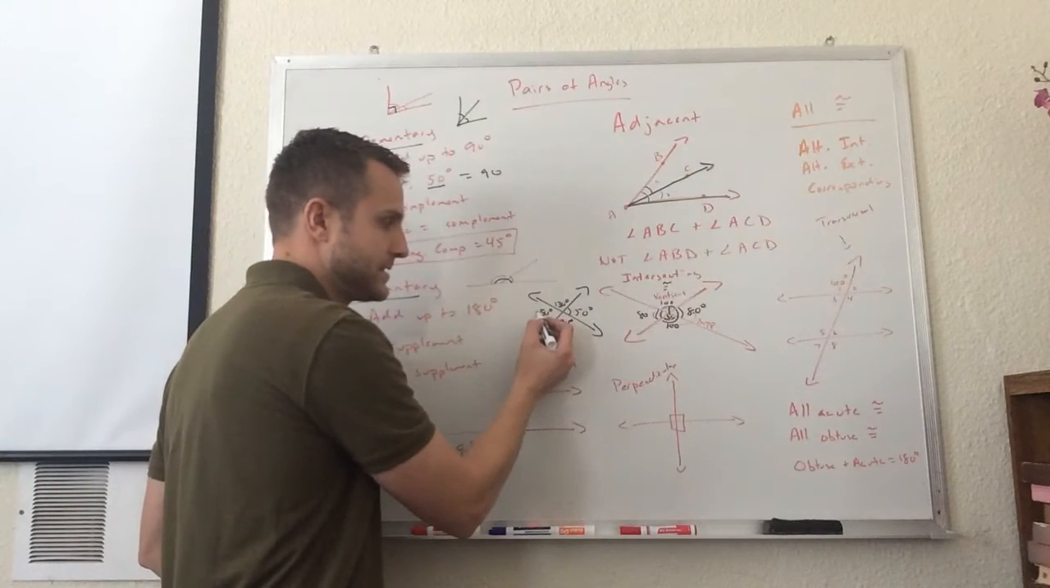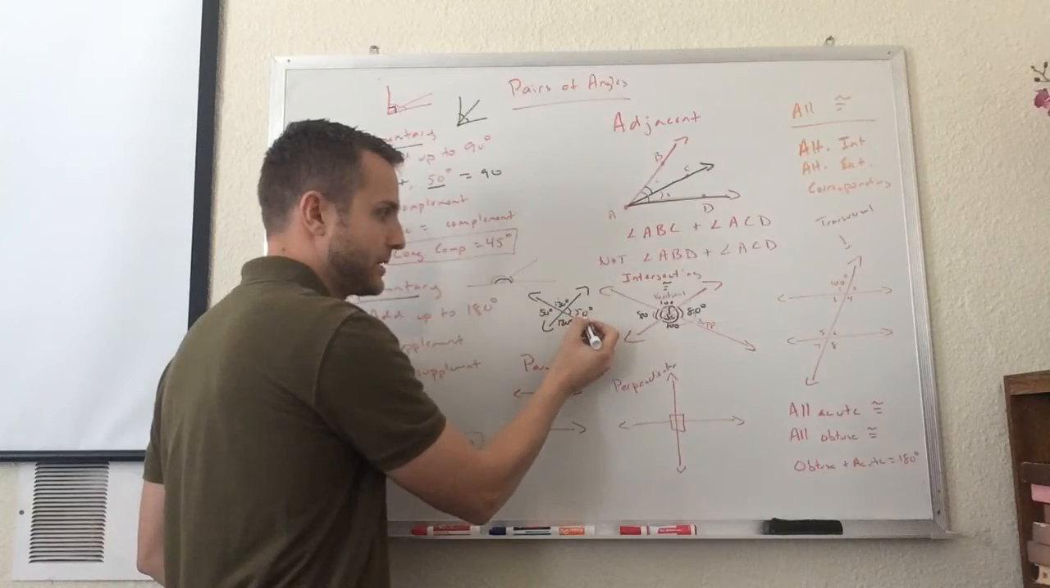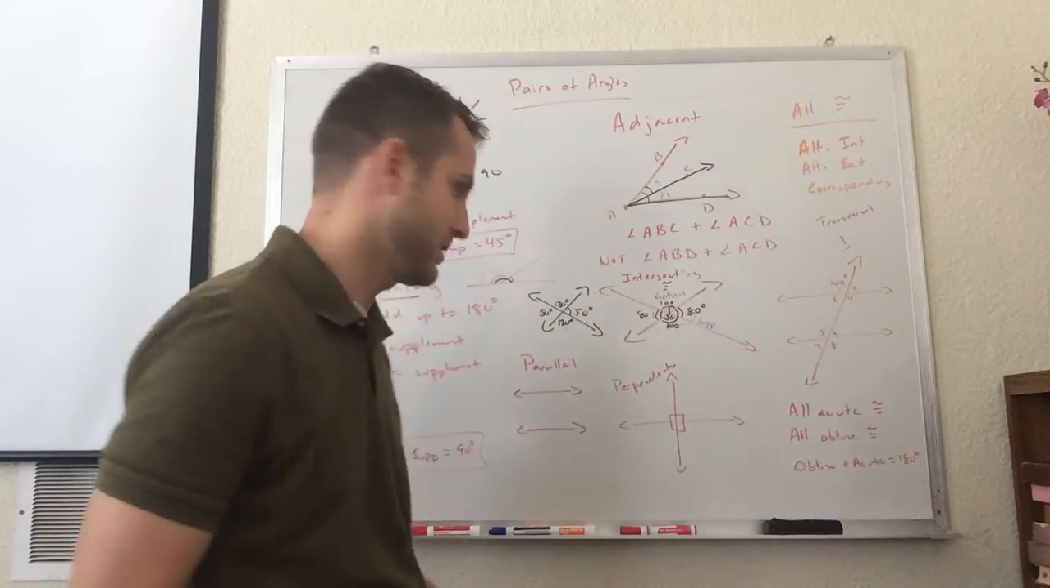The one across is going to be the same. The other two are going to be supplements to that angle. 180 minus that will give you the other two.